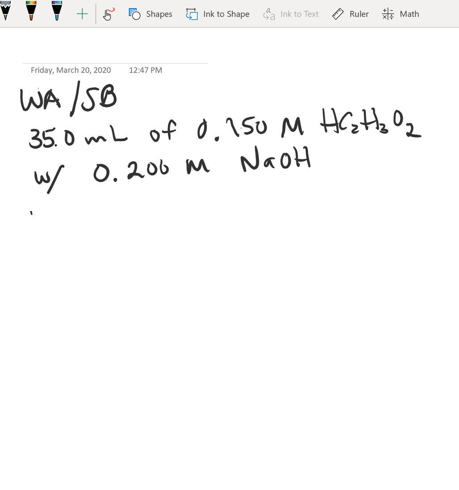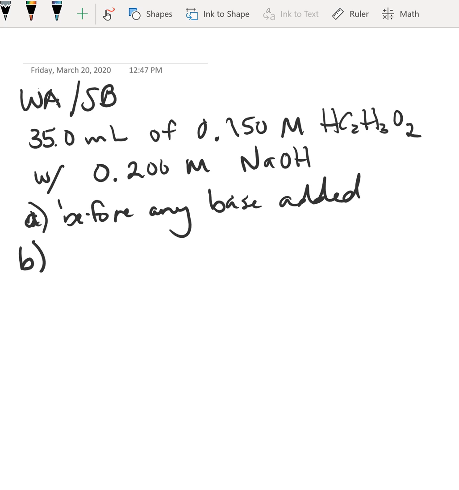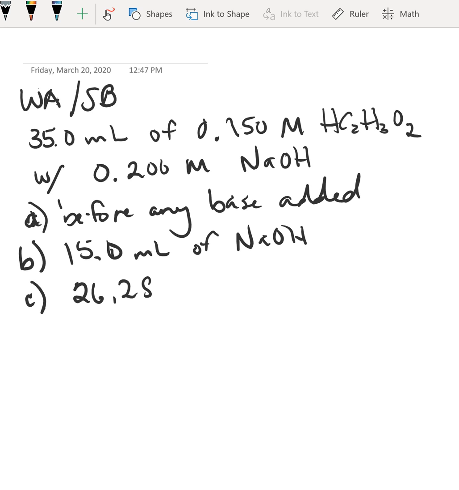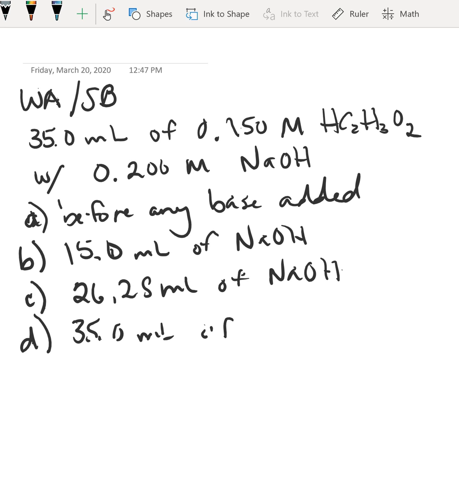Alright, and we're going to do it before any base added. We're going to do it when we have added 15 milliliters of NaOH. We're going to do it when we've added 26.25 milliliters of NaOH. And then we're going to do it when we've added 35 milliliters of NaOH.